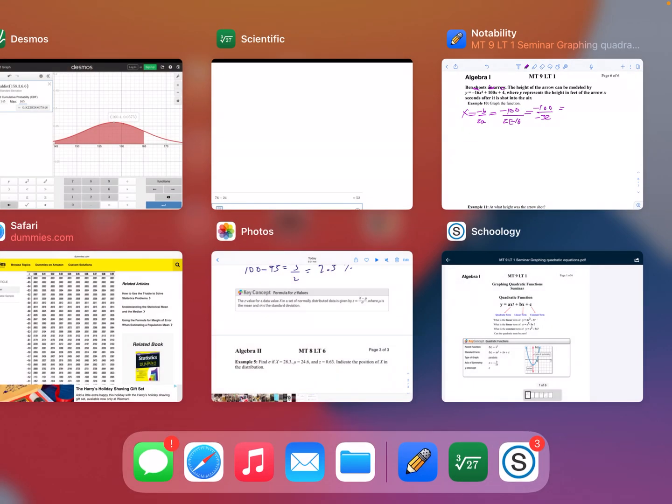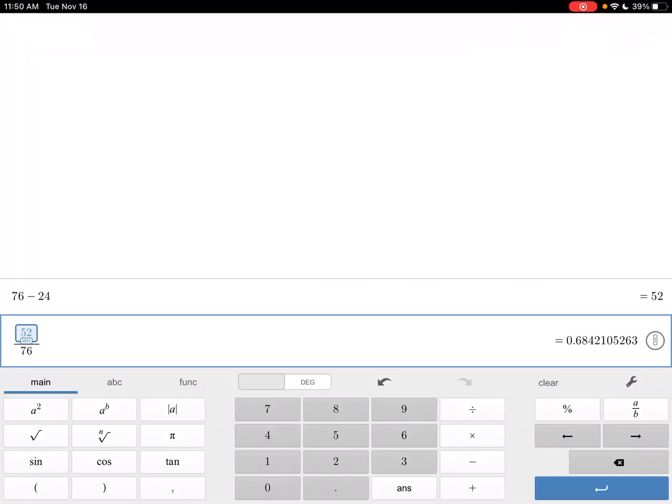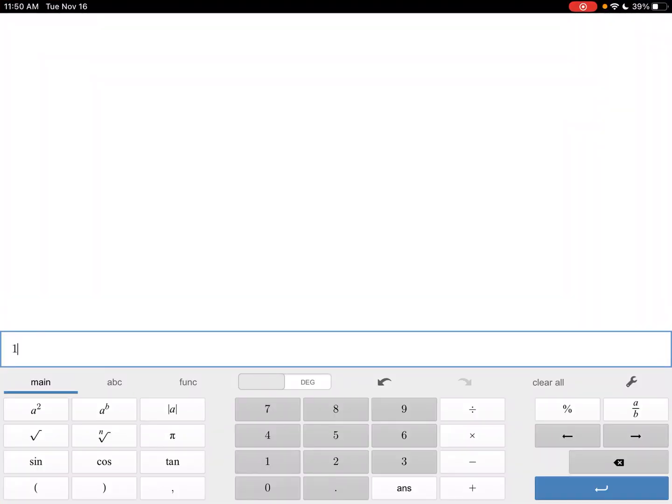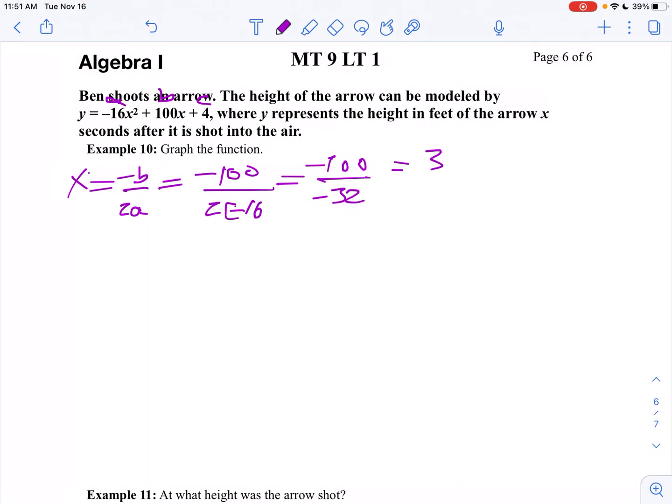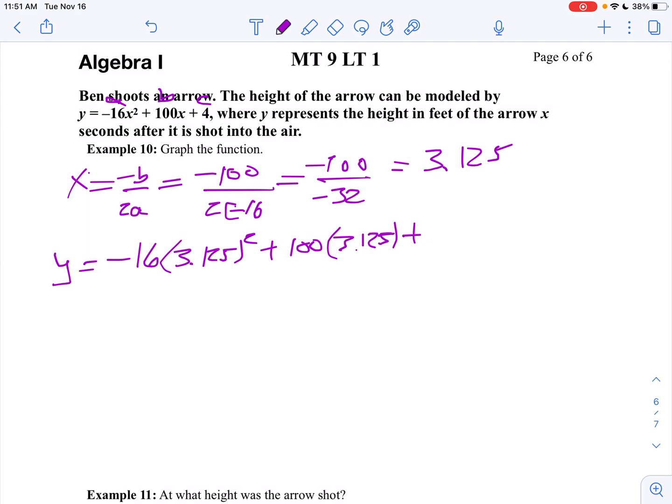So I'm going to round. So I'm going to take 100 divided by 32. And I get 3.125. Which, when I graph it, I'm just going to round it to 3.1. But to find y, I'm going to use 3.125. So I'm going to say negative 16 times 3.125 squared plus 100 times 3.125 plus 4.